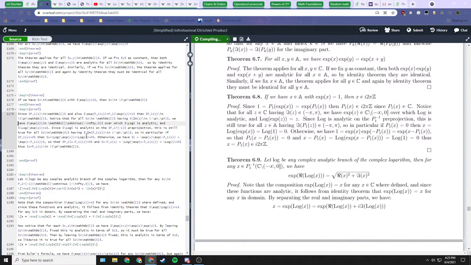Notice that for all z in complex, having this, we have exp z is in the set where log is analytic and log of exp z is z. Since log is analytic on the P1 inverse pre-projection, this is still true for all z in A having this. So in particular, if P1 of x is 0, then x is the log of exp x, which is log 1, which is 0. Otherwise, we have 1 as equaling exp x times exp minus p1 of x, which is exp of x minus p1 of x, so that this thing is 0.